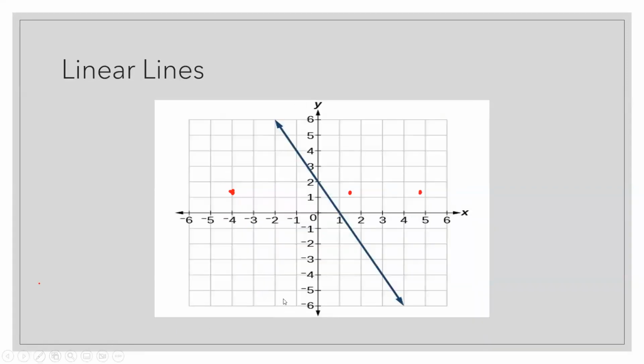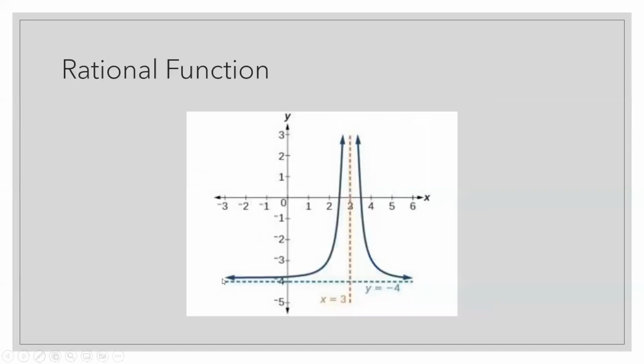Then here's an example of a linear line. We're not going to do any linear lines, but I just want to show you that if you know how to find your x-intercept, you can find the x-intercept of a linear line, and you have one at 1. So this is all only about polynomials. And here you have a rational function, and as you can see, you have x-intercepts at like 2.5 and 3.5.